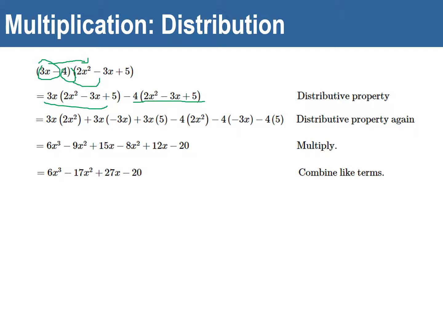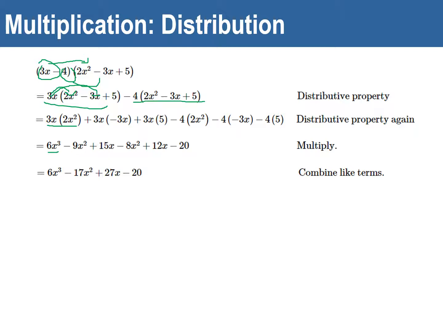And now we're going to distribute again so that 3x goes to 2x squared, 3x goes to minus 3x, and 3x goes to 5, etc. After you have done the double distribution, you do the multiplications. So 3 times 2 is 6, x times x squared is x cubed, and so on.